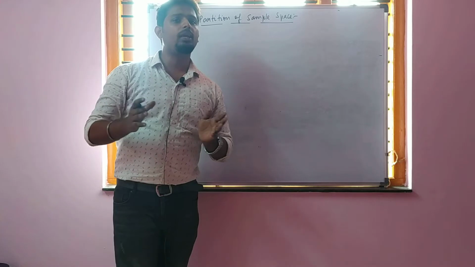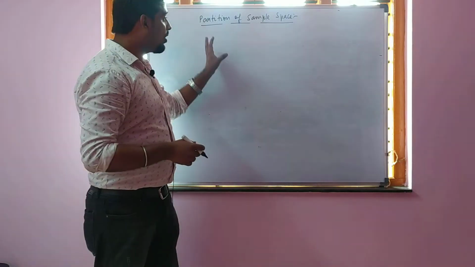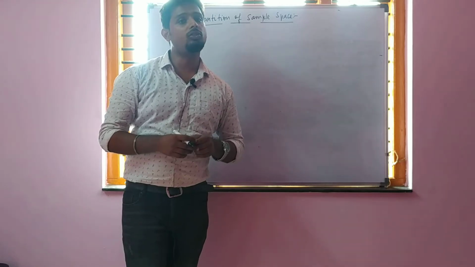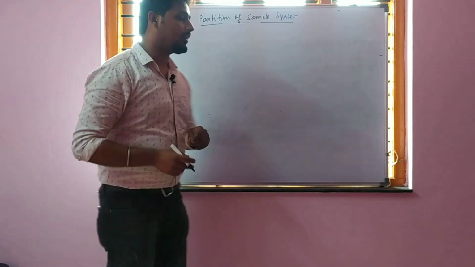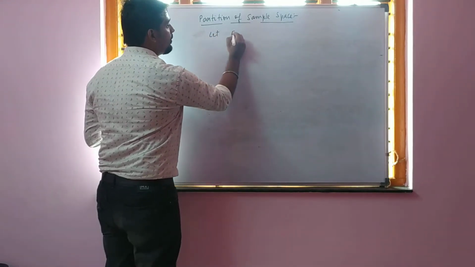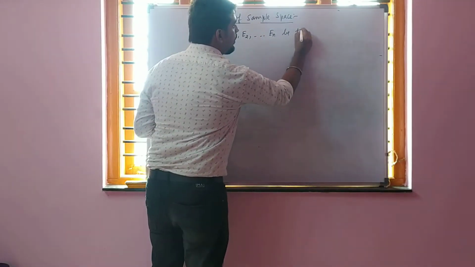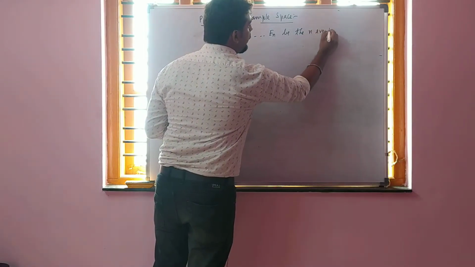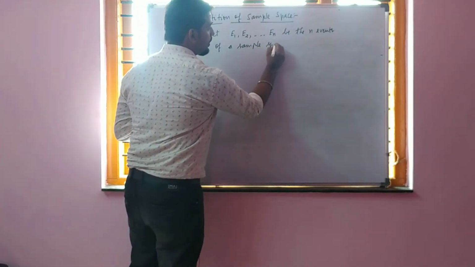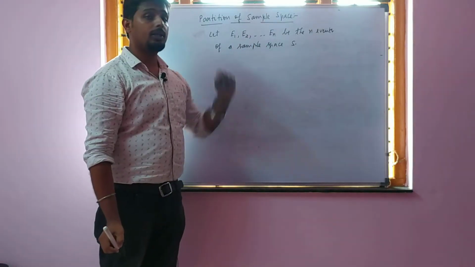So can you just simply keep on dividing it? No students, it is not at all possible. If you do that, then that is not called the partition of a sample space. In order to partition the sample space, we need to follow certain procedures here. What are those procedures? First one, let E1, E2 and so on up to En be the n events of a sample space S. Then these events are said to be the partition of a sample space S.